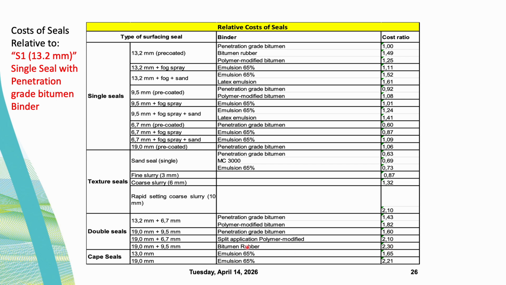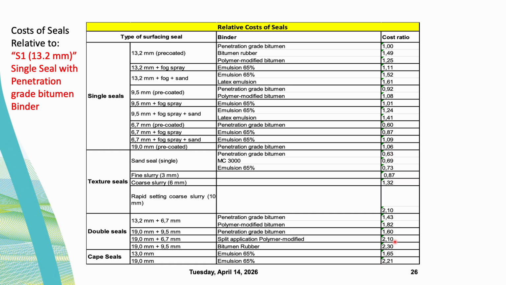2.3 is the highest. Why? Because it is bitumen rubber. Bitumen rubber, very good solution, very flexible, good resistance to water and traffic stresses. So a double seal 19 plus 9.5 bitumen rubber is your most expensive seal type using this table. And so you can compare then all the different binder types with the seal that you've got, the seal type, and then if it's pre-coated or not pre-coated, one can then make a selection based on this.